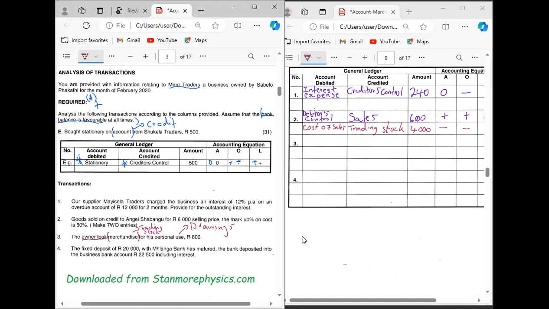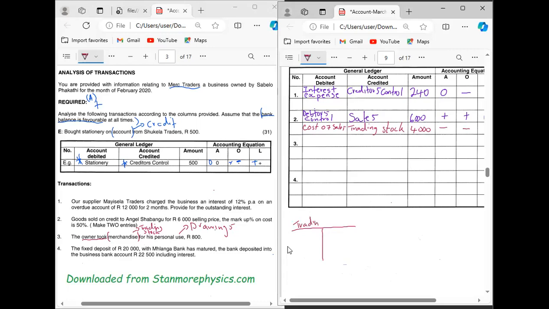And we also need to open our 2 accounts. What did the owner take? The owner took trading stock, for personal use, and personal use is known as drawings. Now we can start classifying our accounts. Trading stock is classified as an asset.